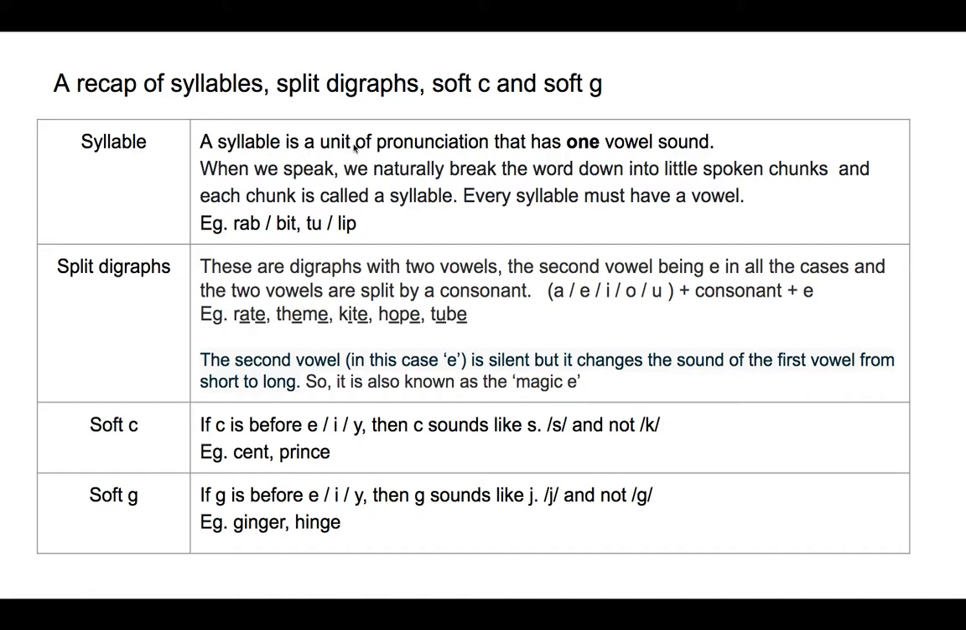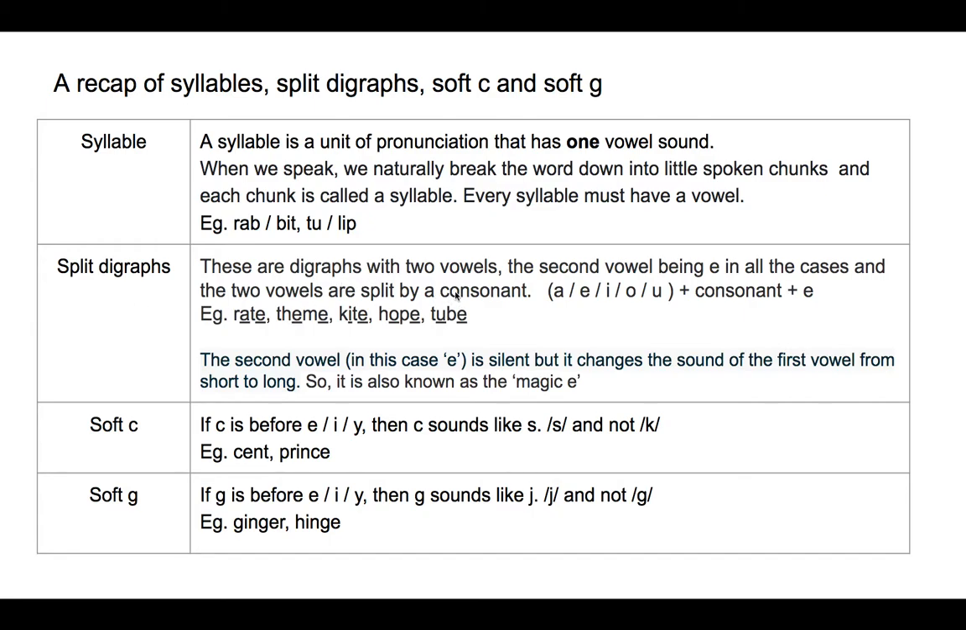A syllable is a unit of pronunciation that has one vowel sound. So in simple terms, when we speak, we naturally break the word down into little spoken chunks, and each chunk is called a syllable. In English, every syllable must have a vowel, and that is a rule because it is going to produce a vowel sound. For example, rabbit, tulip.